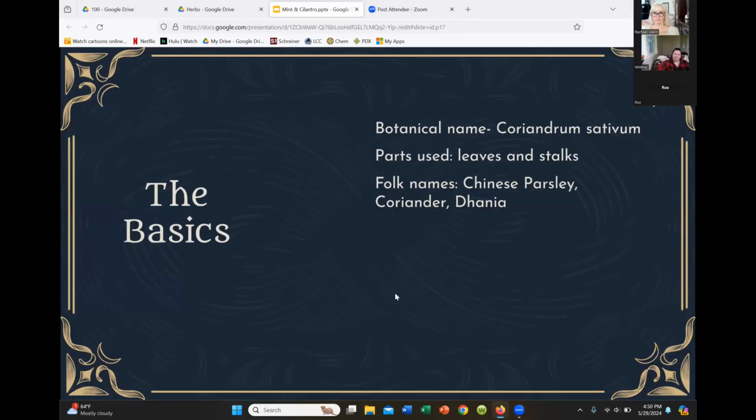Okay, so the botanical name is Coriandrum sativum, and the parts used are leaves and stalks. Again, for coriander spice, it would be the seeds, but for cilantro, it's the leaves and the stalks. Some people prefer to only use the leaves. I don't mind the stalks. The only folk names that I really found were Chinese parsley and dania, and then obviously coriander.